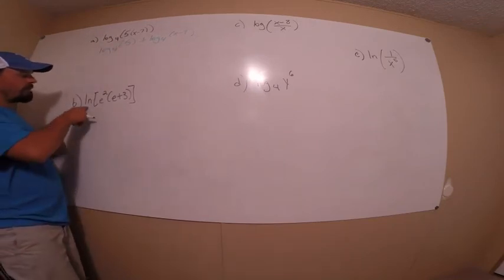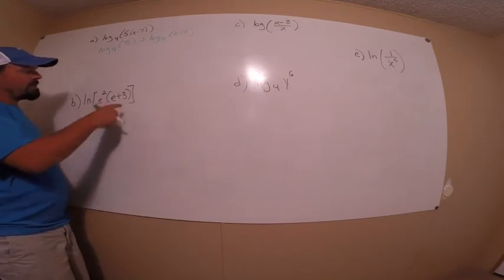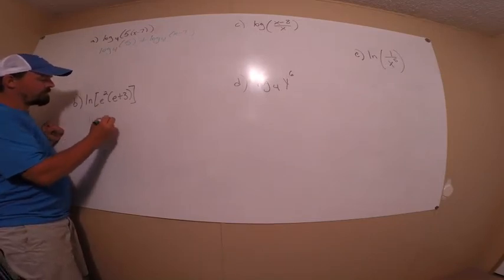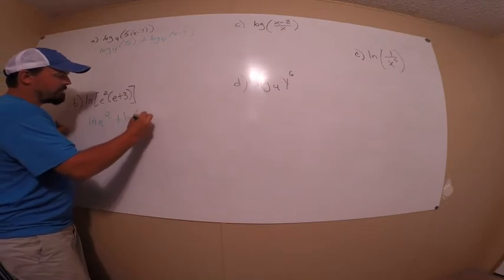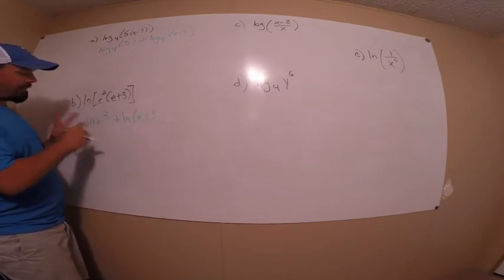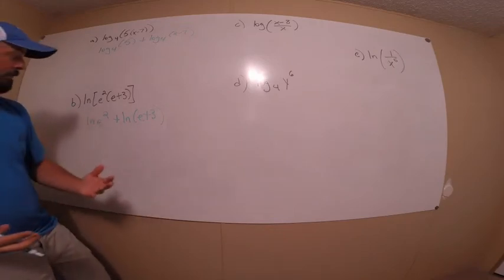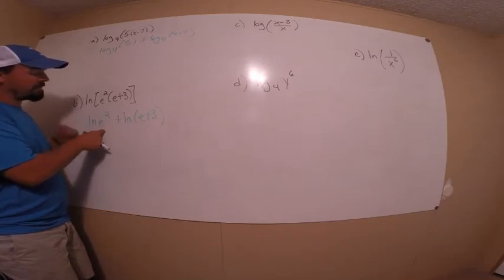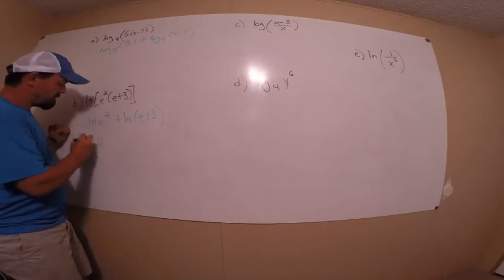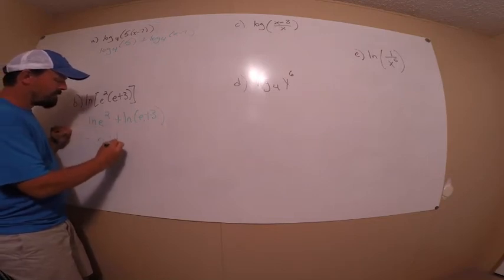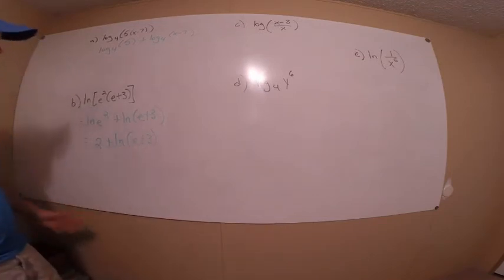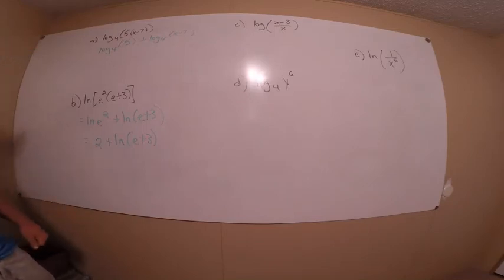For part B, we've got the natural log of e squared times e plus 3. I've got a multiplication here, so I can simplify this to natural log of e squared plus the natural log of e plus 3. You could do this a few different ways. The easiest way is to notice that I've got a natural log of e squared, so the natural log of e kind of cancels itself out, and I'm just left with this 2. So I've got 2 plus the natural log of e plus 3. There's nothing I can do with this e plus 3 because there's an addition there, and I don't have a property to deal with that. So my final answer for B would be 2 plus the natural log of e plus 3.